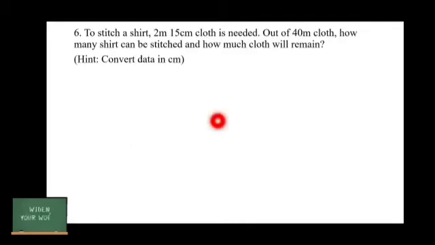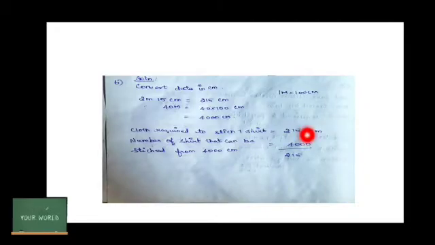Sixth problem. To stitch a shirt, 2 meter 15 centimeter cloth is needed. Out of 40 meter cloth, how many shirts can be stitched? They are asking us, here we have 40 meter of cloth, so how many shirts can be stitched on the whole? The hint given in the question is to convert the data into centimeter.